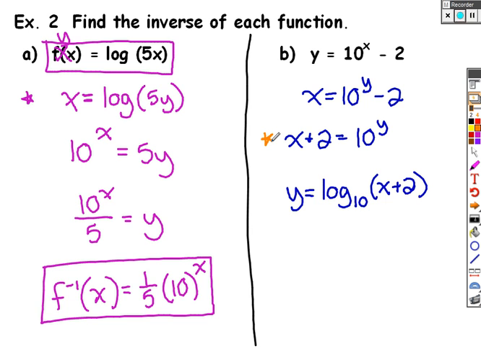So these right here are saying the same thing. My base is 10, my exponent is y, and that should give me out the argument x plus 2. If you wanted to, perhaps you did not write the 10 in there. So if you wrote something like this, it's implied that the base is 10 because it's a common log. So either of these would be perfectly acceptable for the inverse equation.